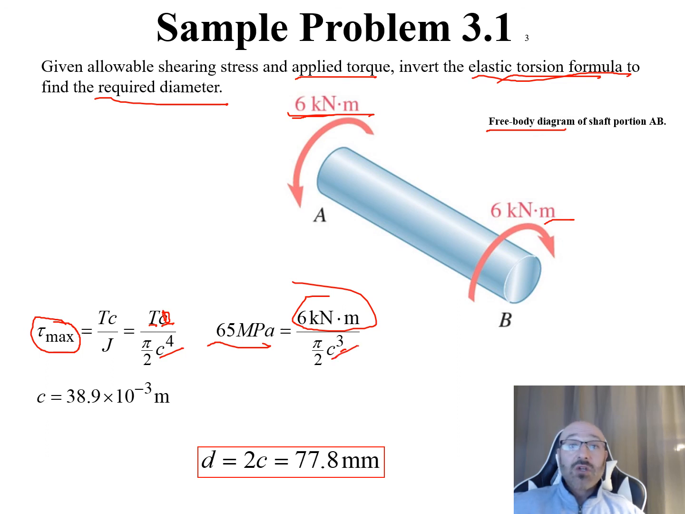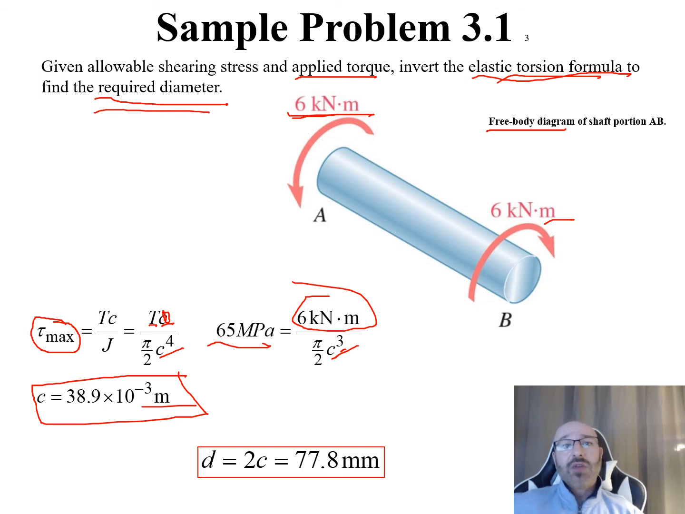Well, now I have one equation and one unknown. I want to back that c out of there. So I reverse that, solve this for c, rearrange. I find that c is equal to 38.9 times 10 to the minus 3 meters. How does c relate to my diameter? Because that's the required diameter.